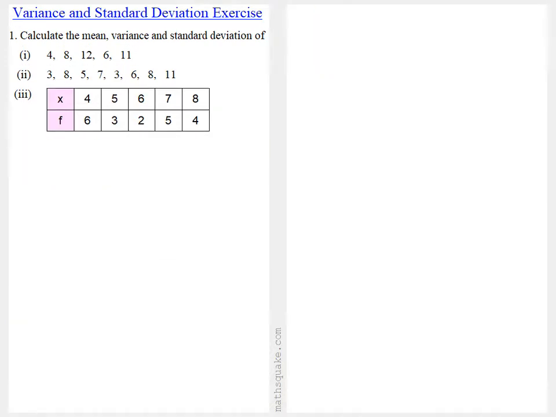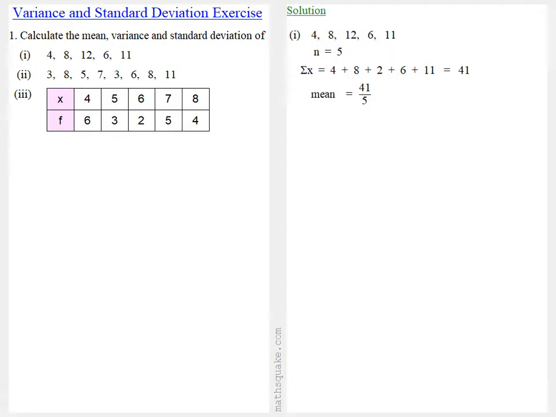In part 1, we're asked to calculate the mean, the variance and the standard deviation of the following numbers: 4, 8, 12, 6 and 11. Now to solve this, the first thing we notice is there are 5 numbers, so n equals 5. We then need to work out sigma x, that's the sum of the numbers: 4 plus 8 plus 12 plus 6 plus 11, and that's 41.